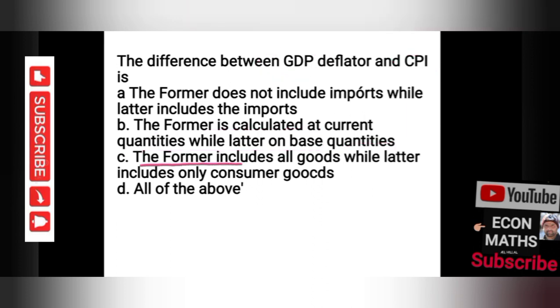C option is the former includes all goods while the latter includes only consumer goods. That's also true. The GDP deflator will incorporate all the goods, but the consumer price index, as the name suggests, only includes the consumer goods. So all the options are correct. That is, D option is correct.